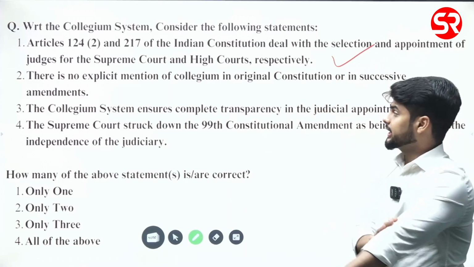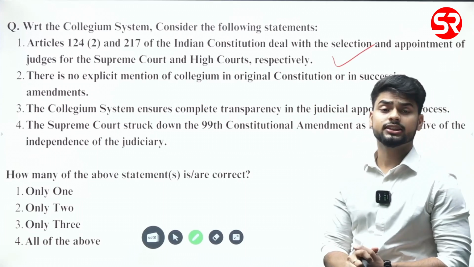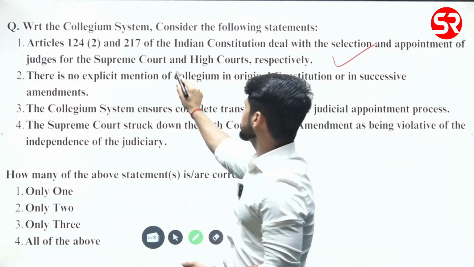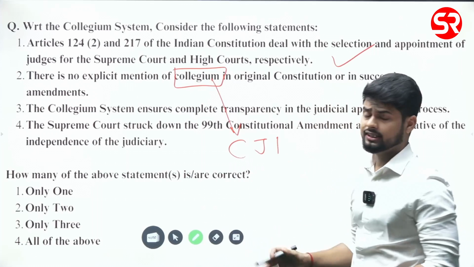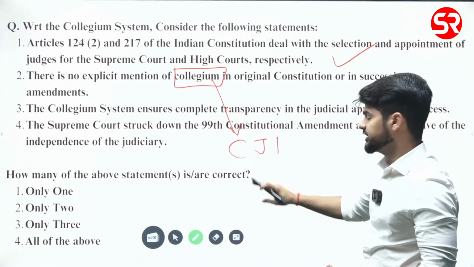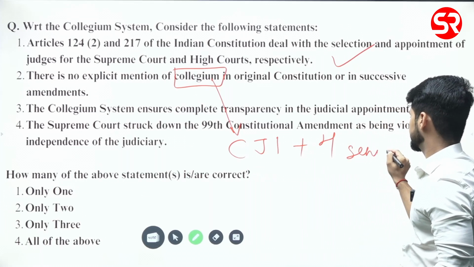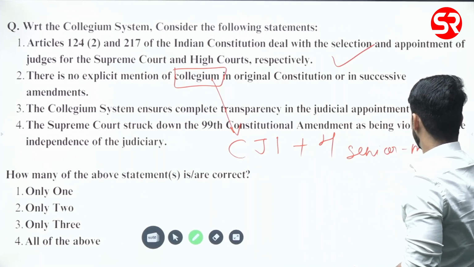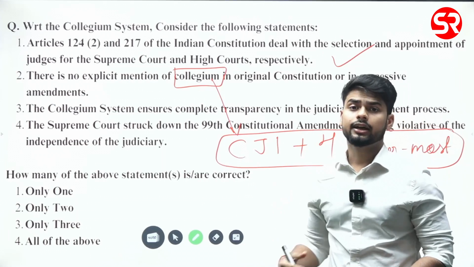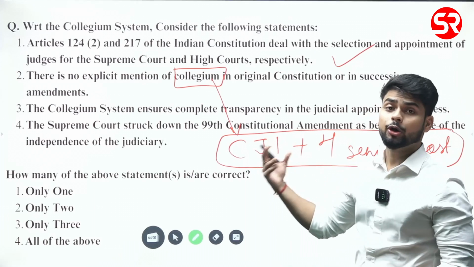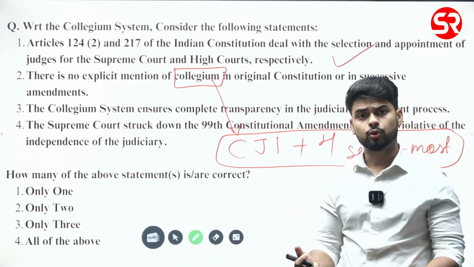Fine. Now, second statement, there is no explicit mention of collegium in original constitution or successive amendments. So what this collegium is actually, in short, in a very layman language, I can say at present the collegium comprises of Chief Justice of India and 4 senior most judges. Now this particular group, in consultation with President, they do the work of appointment. They decide about the appointment and selection of the Supreme Court or High Court judges.